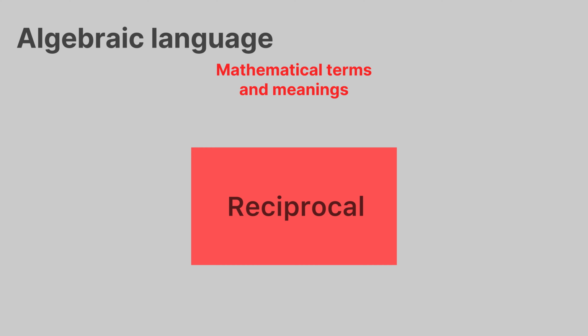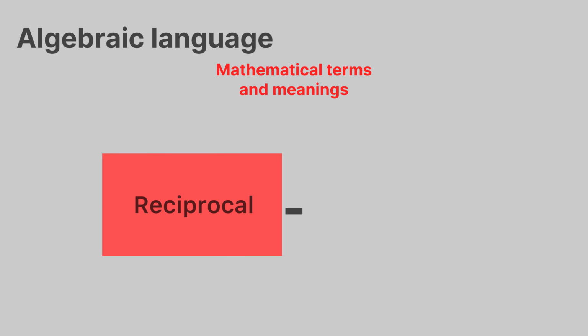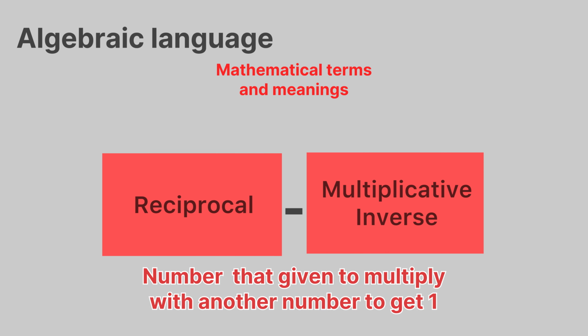Reciprocal. A reciprocal I can explain by saying it's a number that is given and must be multiplied with another number to get an answer of 1. It's like the way I explained it on multiplicative inverse, which is a number that is given to multiply with another number and get an answer of 1.